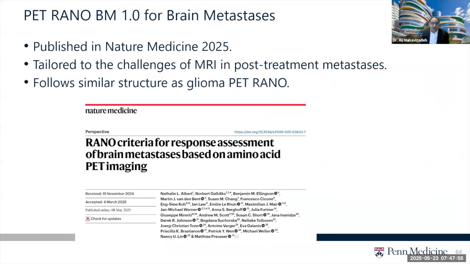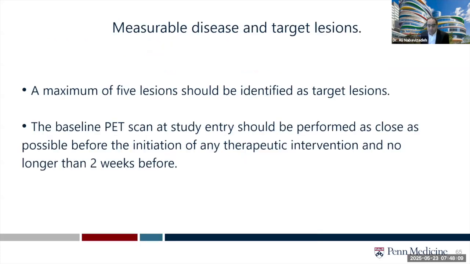So PET RANO brain mets 1.0 actually published just a few weeks ago. This is tailored to the challenges of MRI in post-treatment metastasis and follows a similar structure as glioma PET RANO. For mets, because there are usually multiple lesions, a maximum of 5 lesions could be included as target lesions, similar to PET RANO 1.0 for glioma.